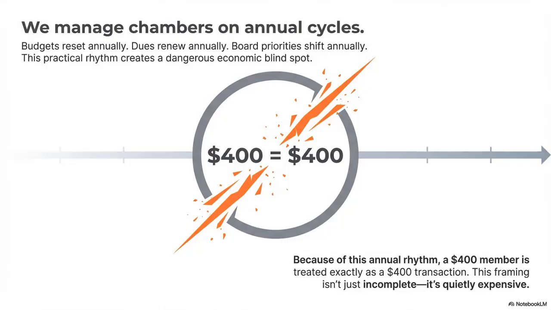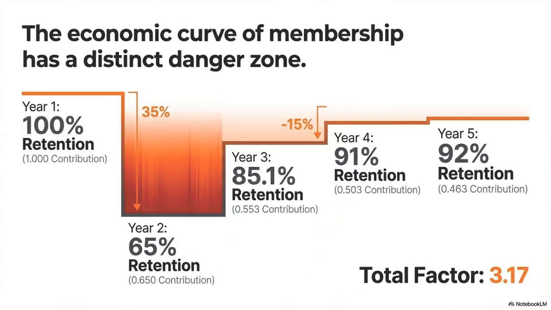That feels practical, but it creates a blind spot because the real value of a member doesn't happen in 1 year. When you look at membership over time, there's a clear pattern. Big drop off on year 2. After that, retention stabilizes and members stay. This creates a danger zone early in the relationship. If you lose members here, you don't just lose 1 year of revenue, you lose everything that would have followed.